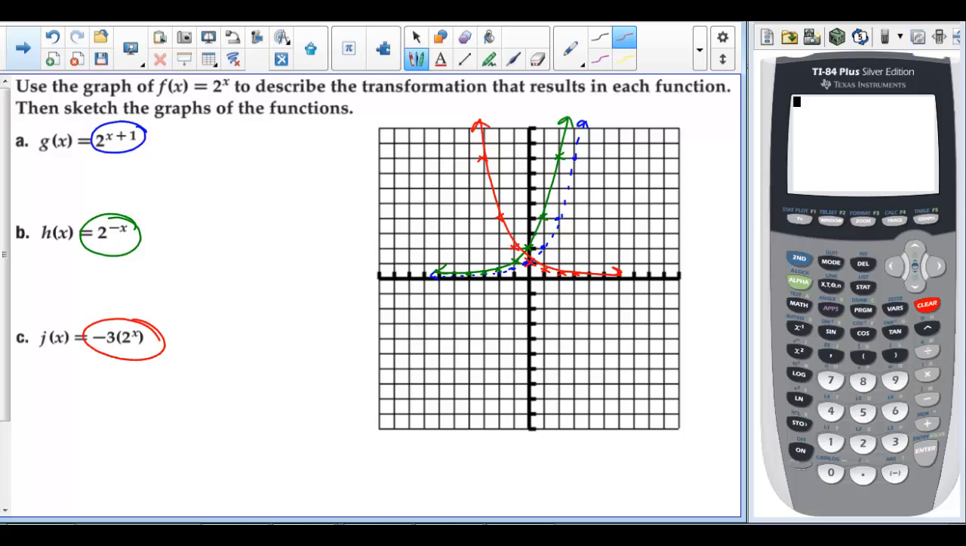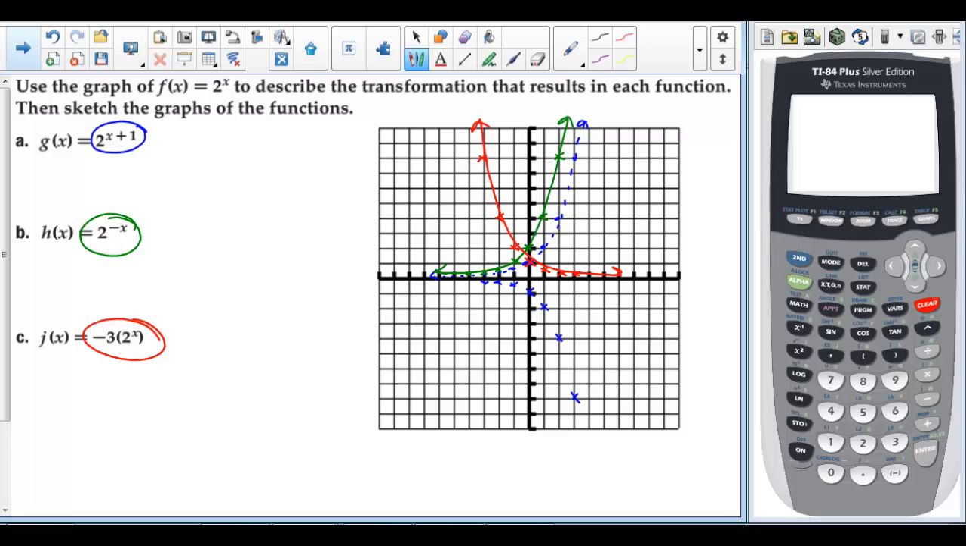Then on this last one, we're going to take the blue, we're going to reflect over the x-axis, because that negative is on the outside, reflect over the x, and then we're going to stretch it vertically by a factor of 3. So we'll take the blue and reflect over the x-axis. That's down here, that's the 2, 1, 2, 3, 4, 5, 6, 7, 8 right there. There's the half, the fourth, and the eighth. So that's reflect over the x-axis, that's the negative on the outside.